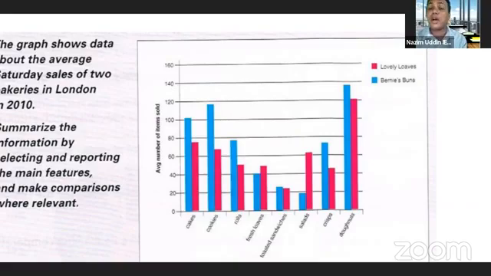Barn sold only 65 items of cookie, and both Lovely and Barn sold different items of roll, which was nearly 80 items by Lovely, by Barn, and about 45 by this one.